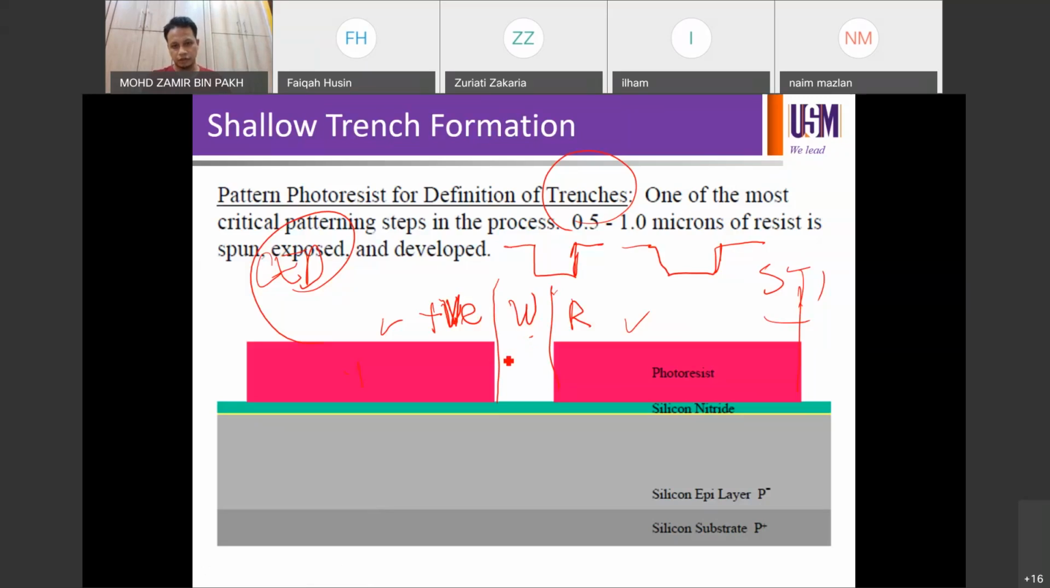If you use negative resist, then the exposed areas will be hardened. Then you're not going to have this white area. It's going to be reversed. So for positive resist, these areas are exposed.